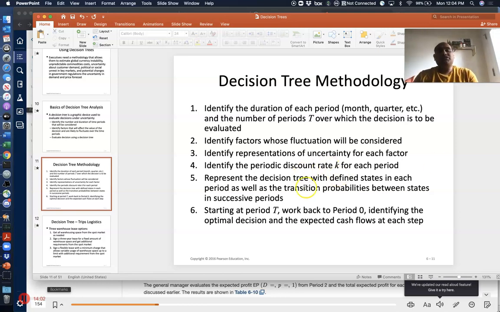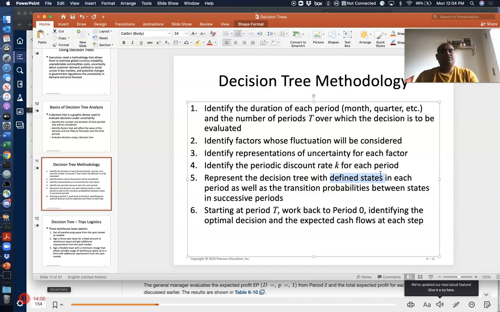Now we'll represent the decision tree with defined states. So decision tree has something called states. This is like leaves on a tree, in which in each period, as well as transition probabilities between the states in successive periods.